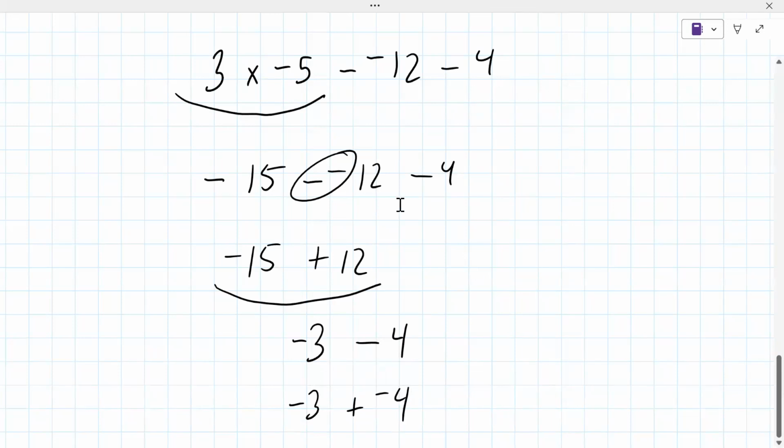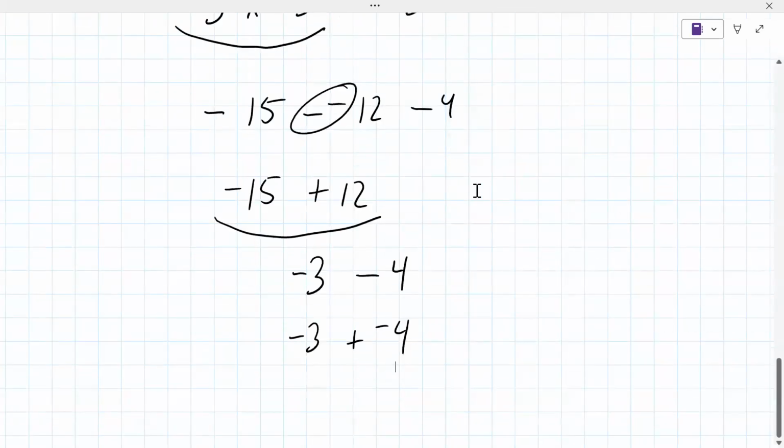What's the rule for when they're same sign? When you're adding and they're same sign, you keep the sign. So the answer is negative. And then you add the numbers together without the sign, which you get right here: 7. Positive 7. Is the answer positive or negative?